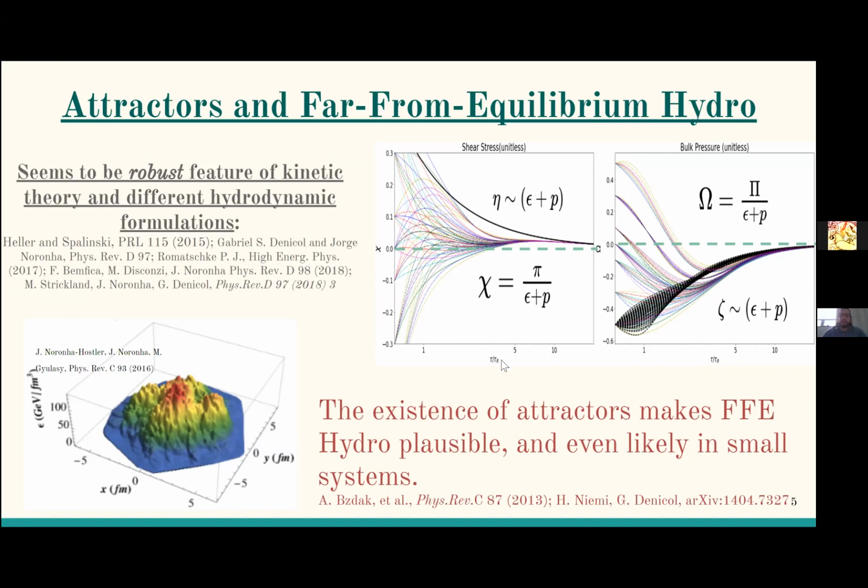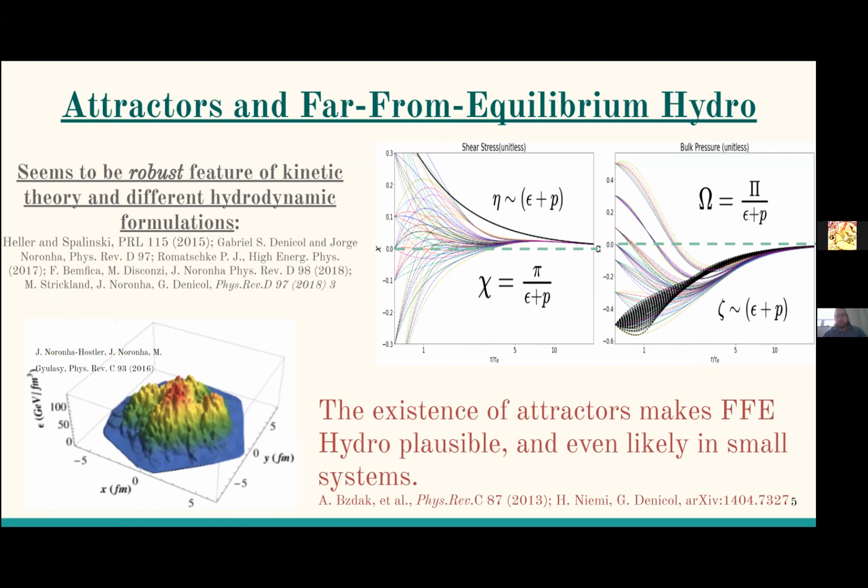And it's the existence of these attractors that makes us think that far from equilibrium hydrodynamics is plausible and even likely in small systems, where I might have a system that looks like this bumpy system over here in the bottom left corner, with tons of large gradients and spikes everywhere, just because I don't have a large system that smooths out all of these gradients.